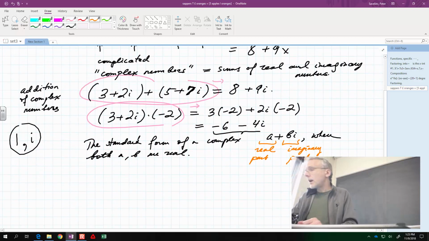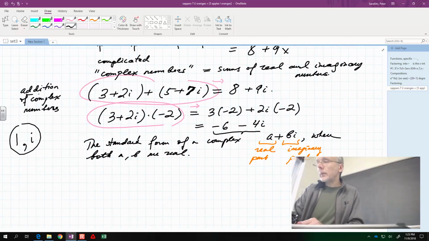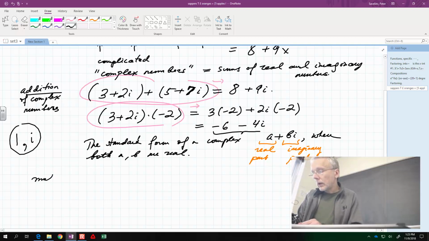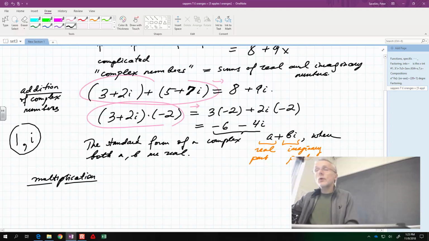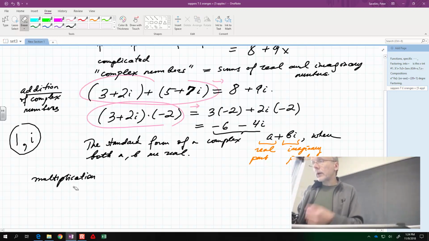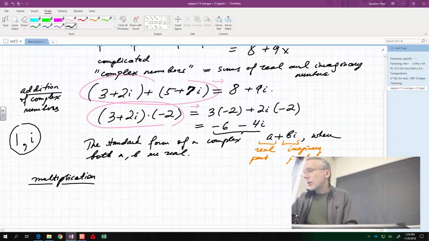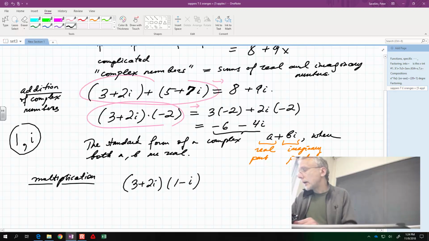The multiplication is more complex, but still doable, because we rely once again on the rules of algebra that we no longer refer to as rules of real numbers, because now they also apply to complex numbers. So for example, if I'm to multiply 3 plus 2i times 1 minus i, what do I do?